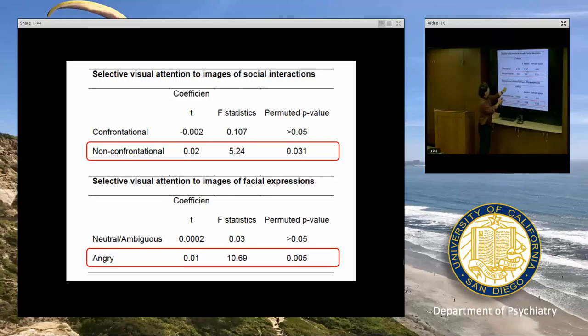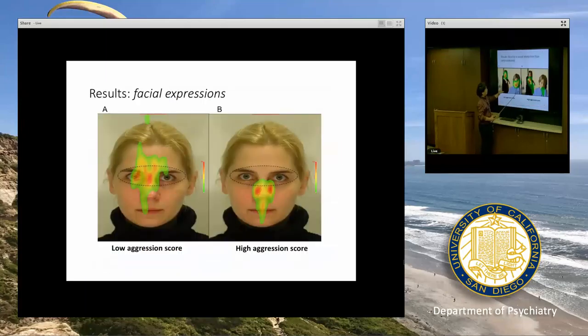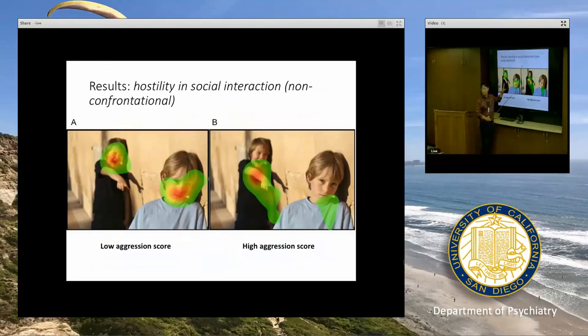In the interaction part, we try to divide it into two parts, confrontational and non-confrontational. What do I mean by that? This will be defined as non-confrontational because the two persons are not looking at each other, even though there's tension between them. But if these two persons are facing each other and arguing, it will be defined as confrontational.